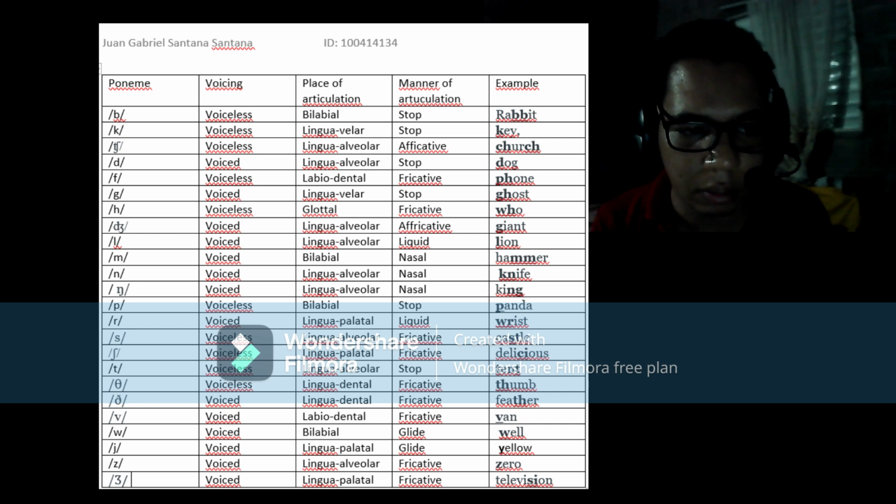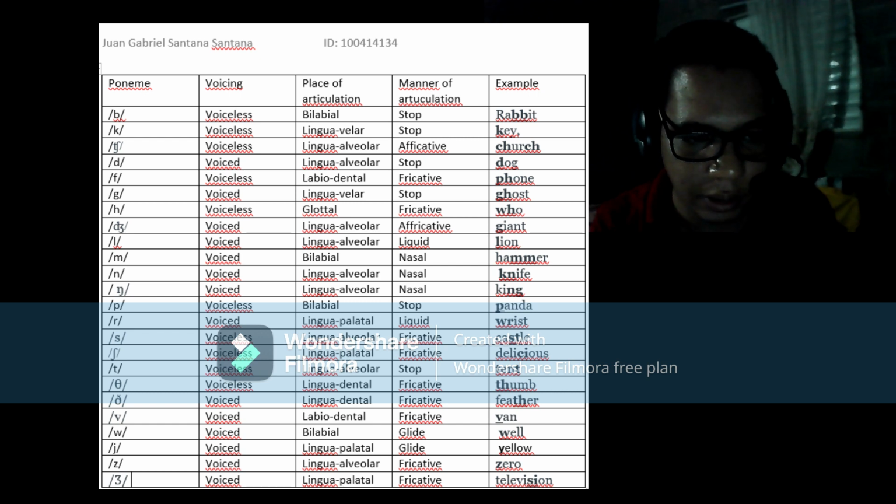We have a sound which is voiced, lingual palatal, liquid, and the example that we have is wrist. We have s, which is voiceless, lingual alveolar, fricative, and the example that we have is castle. We have sh, which is voiceless, lingual palatal, fricative, and the example that we have is delicious.